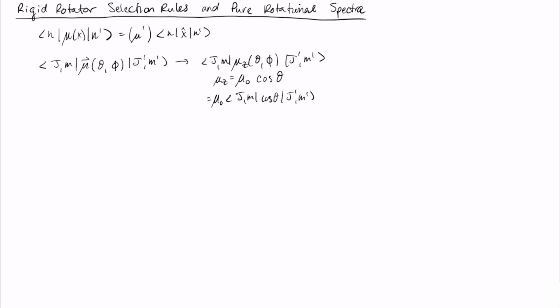Now again, by looking at these two pieces separately, we can come up with the two most important selection rules for the rigid rotator. The first is based on the mu naught, and this just says that for a molecule to absorb, the molecule must have a permanent dipole moment.